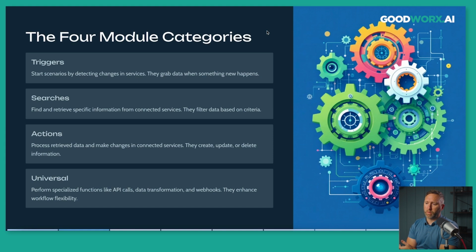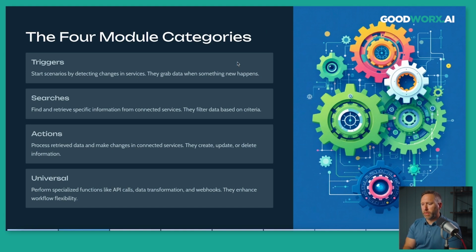So let's start off with triggers. Think of it like in the Olympics, right? You have a guy on the sidelines that has a gun, and when he pulls the trigger, the runners take off. It's the same thing in Make.com. A trigger module is what kicks off the scenario to start running. We also have search modules, and they're responsible for finding and retrieving specific information from whatever service they're connected to.